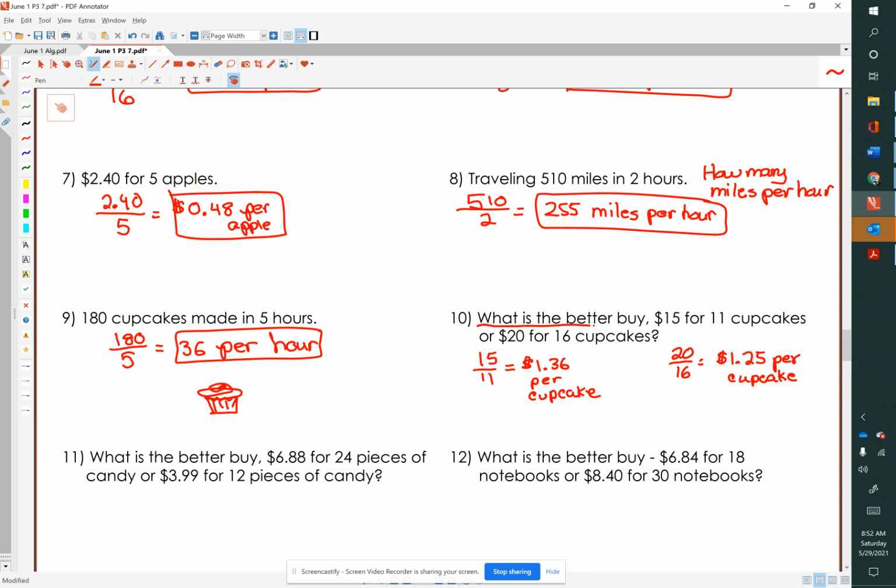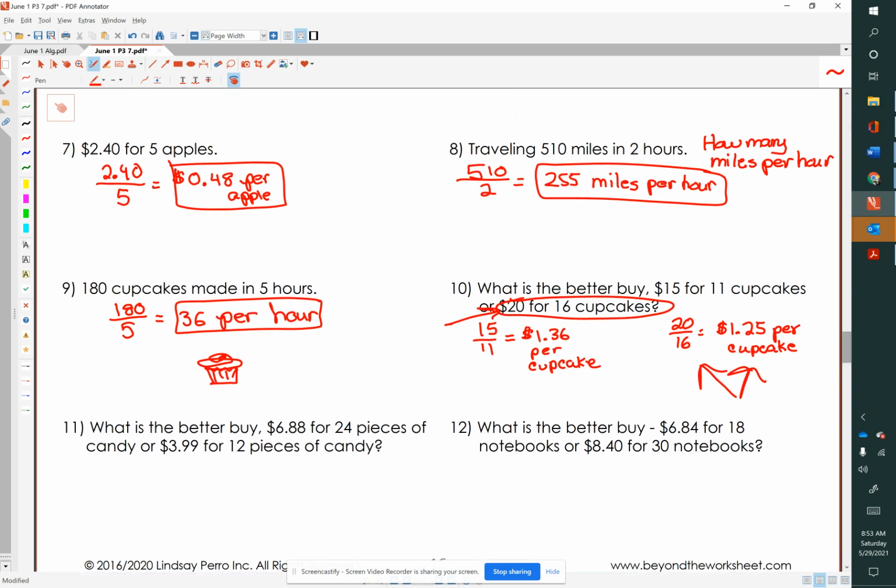Now, remember, always answer exactly what they ask. Which is the better buy? Well, let's circle it. $20 for 16 cupcakes. This is the better buy. So hope you have a lot of friends, because it looks like you're buying 16 cupcakes to get the better deal. Of course, students, if you're buying more than you need and you're wasting some of it, then it's not a better buy.